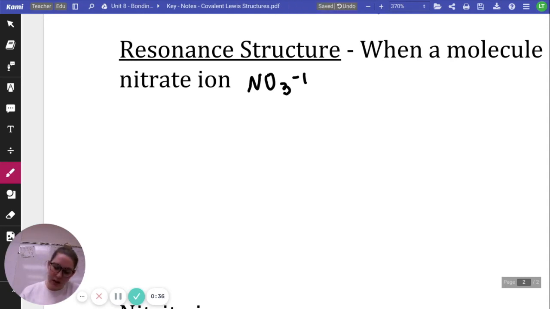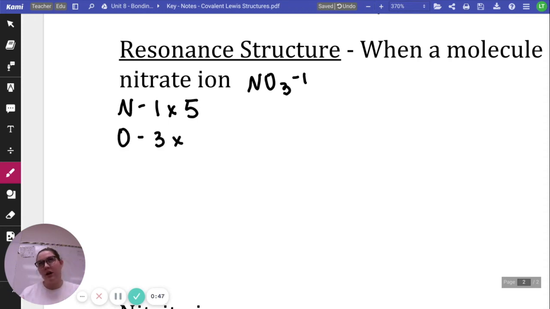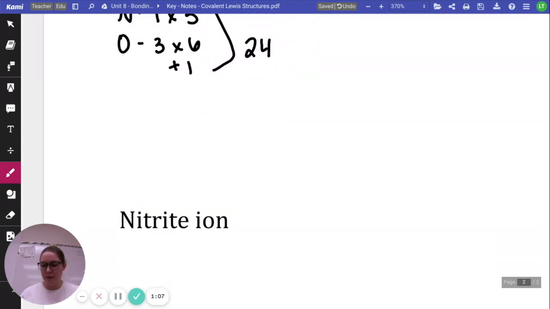So nitrogen, there is 1 nitrogen, and each nitrogen will have 5 valence electrons. And then we have 3 oxygens, and each oxygen will have 6 valence electrons. So add that up, 5 plus 18, gives us 23. And then there's a -1, so we need to add 1 more. So that gives us a total of 24 electrons to work with.